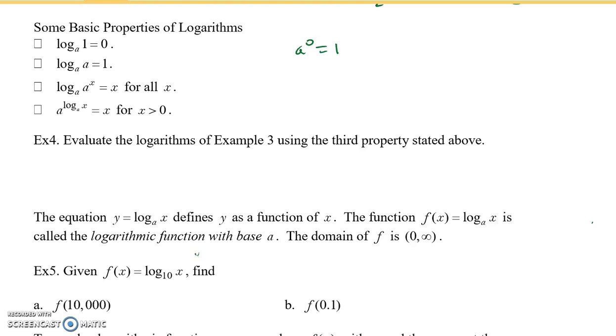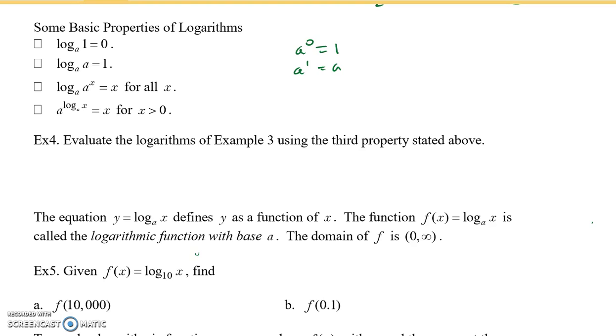The next property, log base a of a equals 1. The exponential form of this would be a to the first equals a. A to the first equals a for any base a.